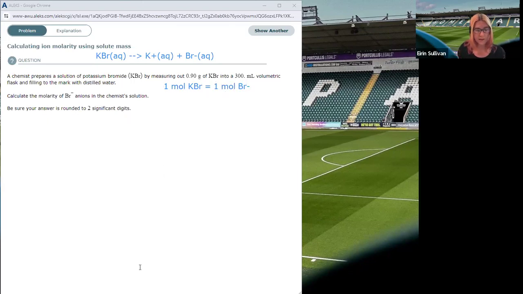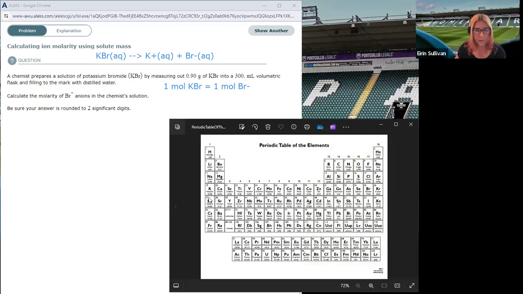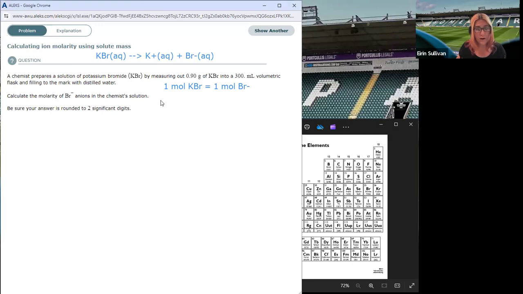Okay, potassium bromide, let's get at the periodic table real quick. Potassium is 39.098. Bromine is 79.904. So potassium bromide is 119 point something. For every 1 mole of KBr, that weighs 119.002 grams. So get your equivalencies together.